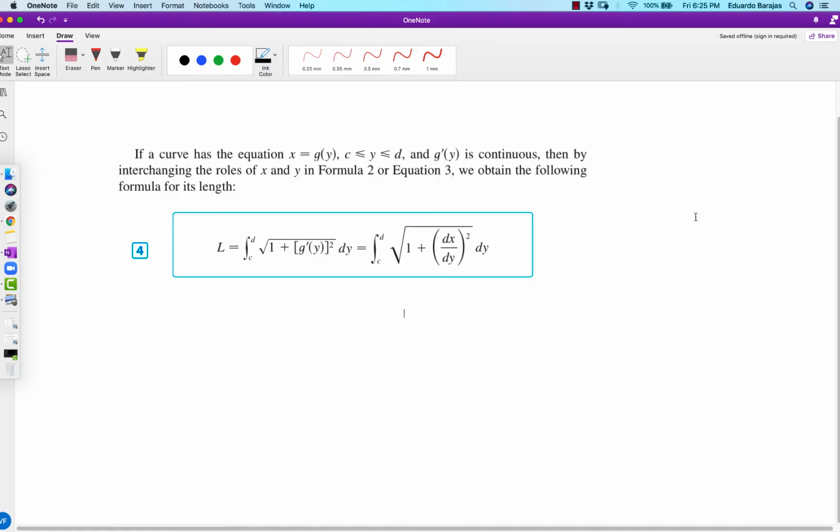So if a curve has an equation x equals g of y, for y between c and d inclusive, and g prime of y is continuous, then by interchanging the roles of x and y in the previous formula, we obtain the following formula for its length. So the length of the curve is equal to the integral from c to d of the square root of 1 plus g prime of y squared dy. Good. Or, likewise, instead of using this notation, g prime y, we can use the notation dx dy. Good. Okay, let's try one like this.